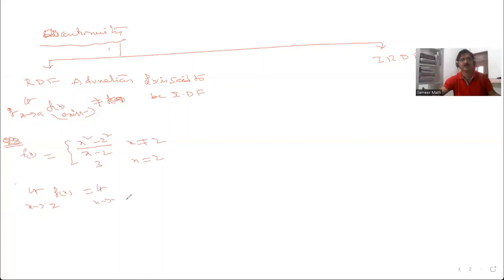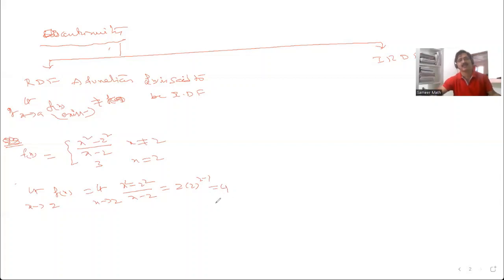Limit x tends to 2, x square minus 2 square divided by x minus 2. The meaning is what? LHL and RHL both are there. What is the formula? You know very well, you have learned all the formulas. So this is one of the standard formulas. Standard limit you are getting here.